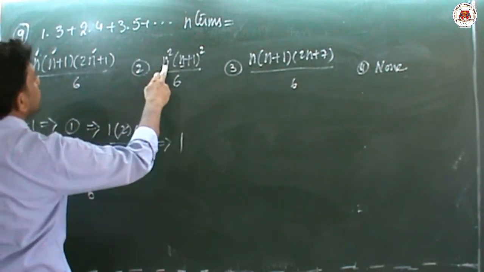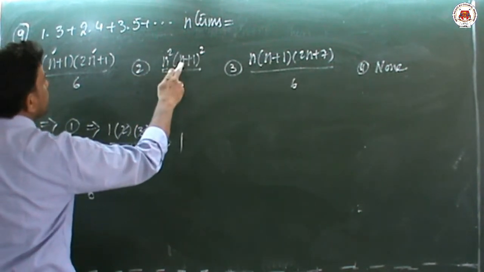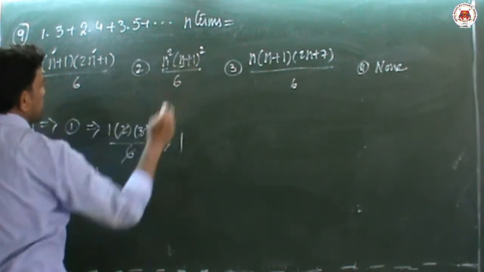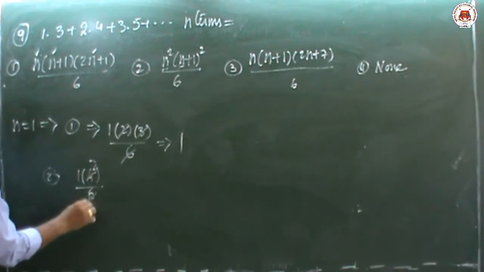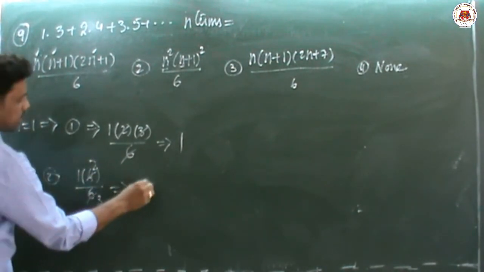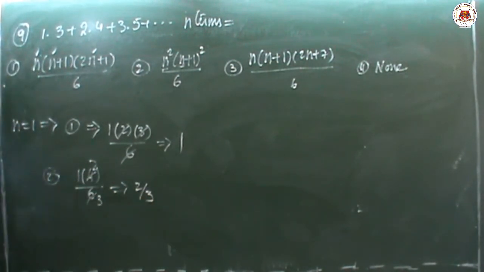In the place of n write down 1. 1 square means 1. Here 1 plus 1 is 2, 2 square is 4. So cancel with the 2 table. 2 2s are 4, 2 3s are 6. What is the answer? 2 by 3.